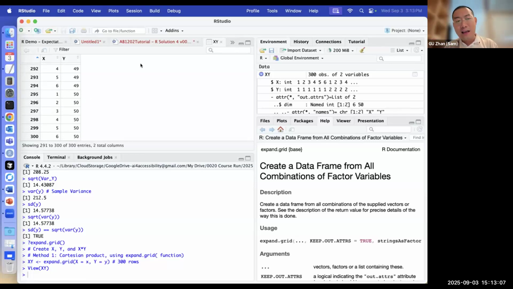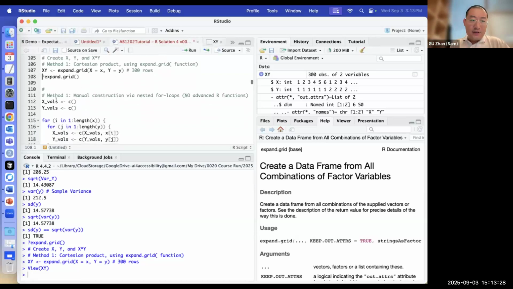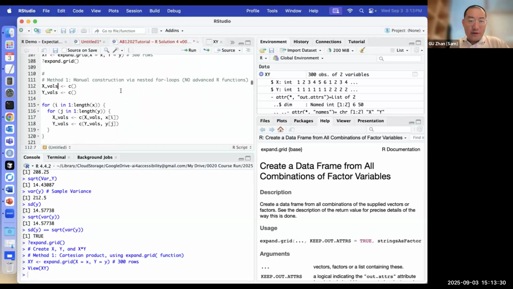Imagine that you have a box, and you write two numbers on a small piece of paper, x equal to 4, y equal to 49. You do this 300 times, so you have 300 pieces of paper in the box, and then you are going to draw later. So next is manual construction.